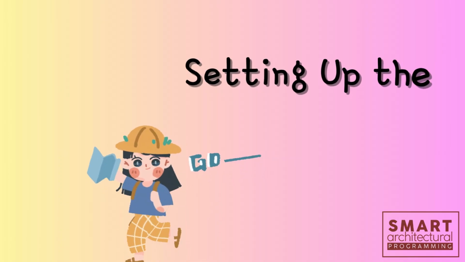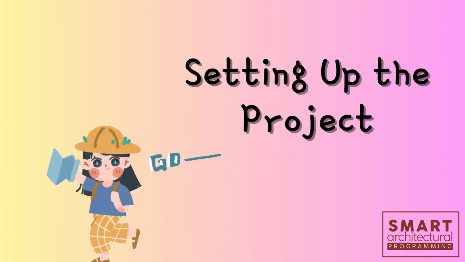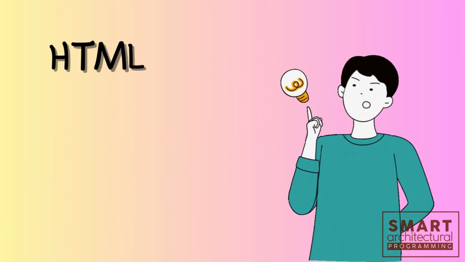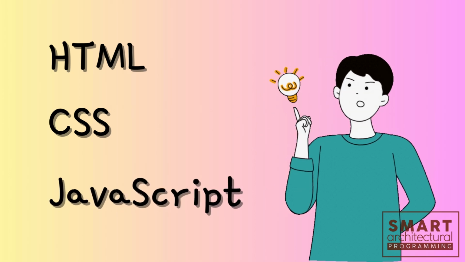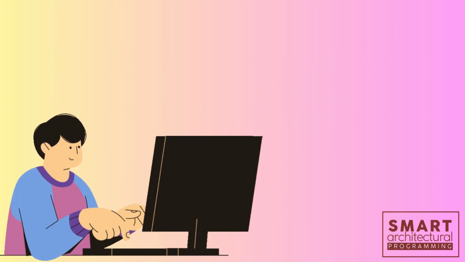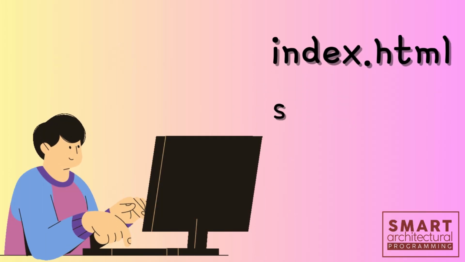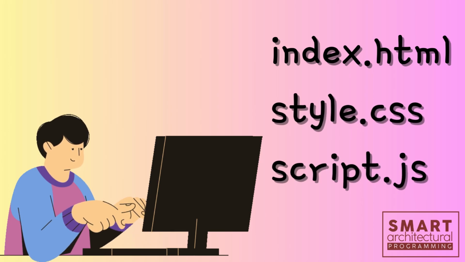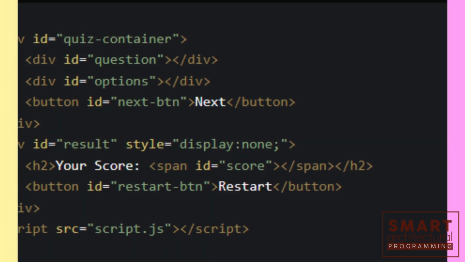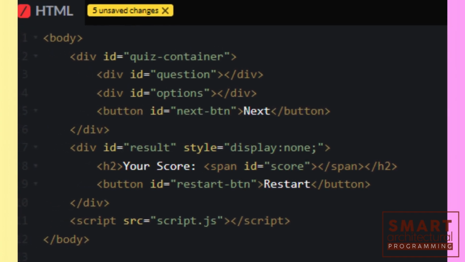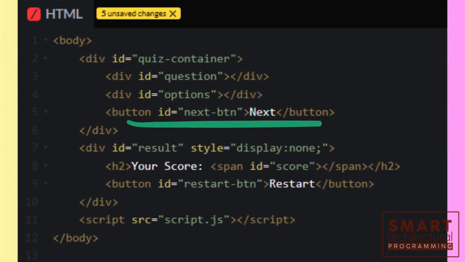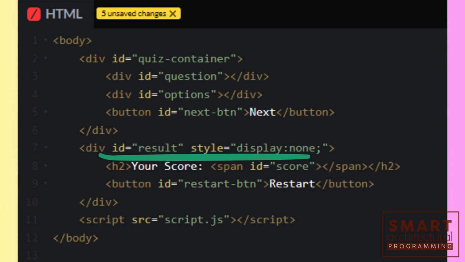Let's get started. First, let's set up our project. We'll use HTML, CSS, and JavaScript for this project. Create a new folder for your project and add the following files: index.html, style.css, and script.js. This HTML structure contains a container for the quiz questions and options, a button to go to the next question, and a result section to display the score.